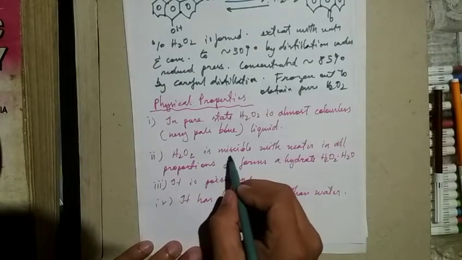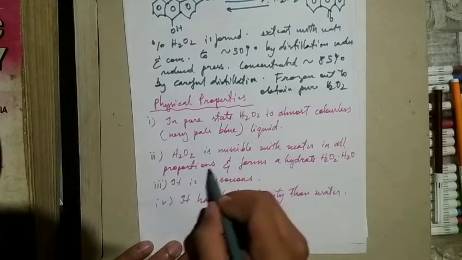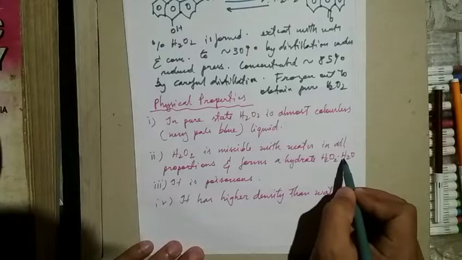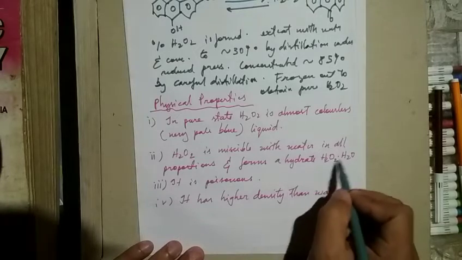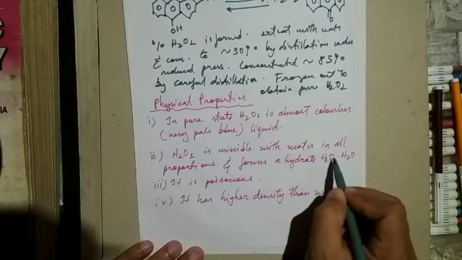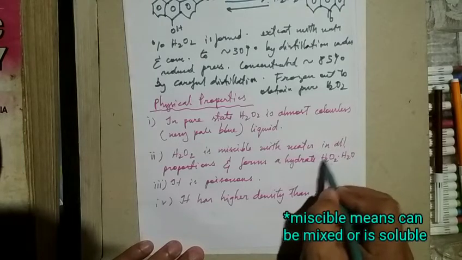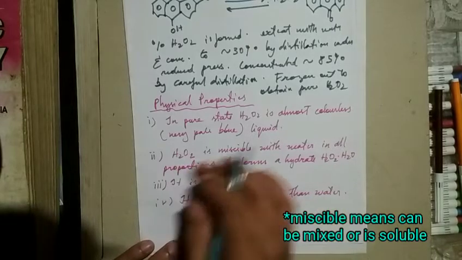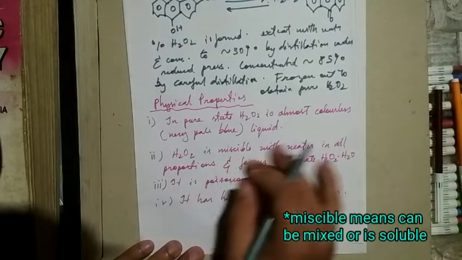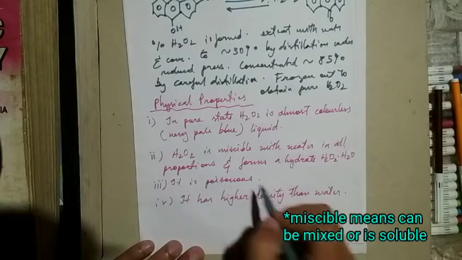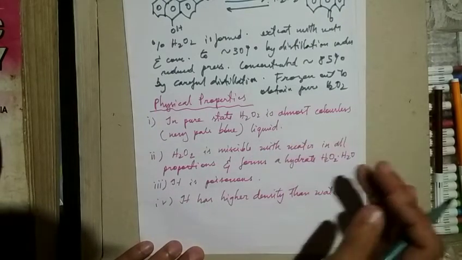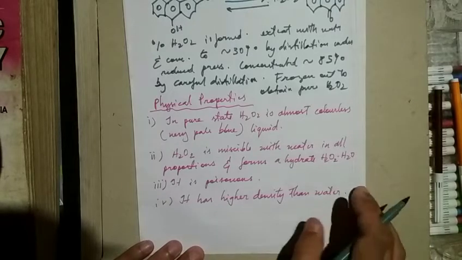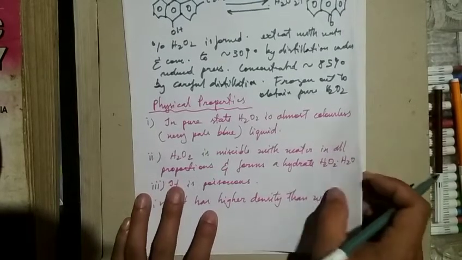H2O2 is miscible with water in all proportions and forms a hydrate, H2O2·H2O. Hydrate means a water molecule will be present in a compound. Miscible means it can be dissolved. Now, this H2O2 is poisonous. It has a higher density than water.